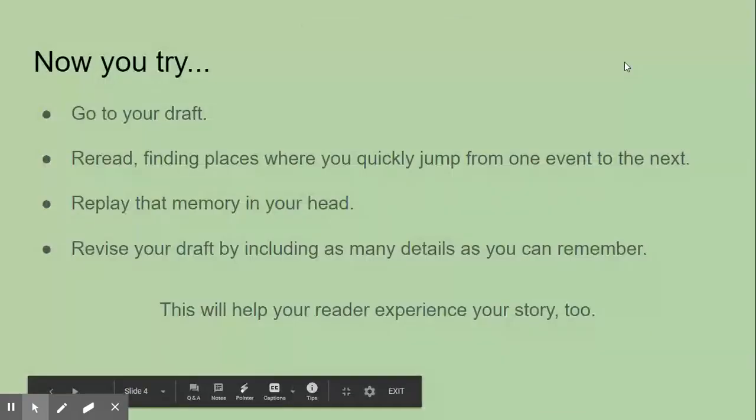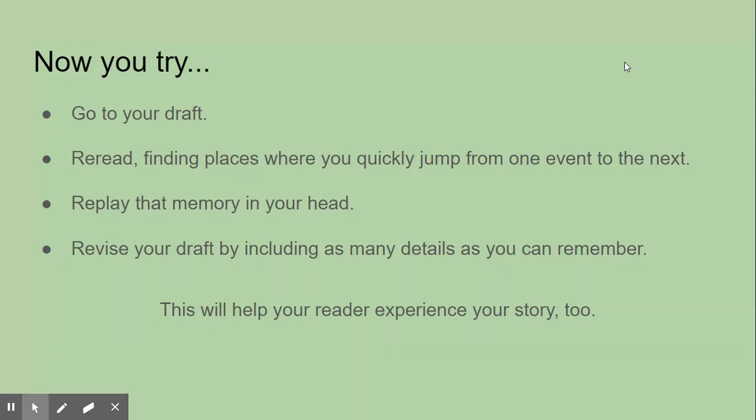You're going to reread and find places where you quickly jump from one event to the next. Next, you're going to replay that memory in your head and ask yourself what you did, what were the actions during that time. You're going to revise your draft by including as many details and actions as you can remember, and this will help your reader experience the story the same way you did.